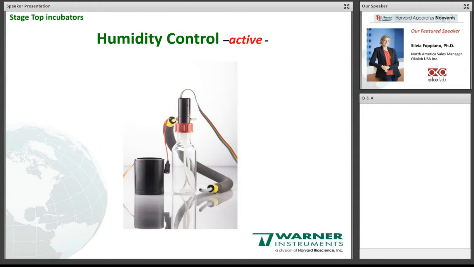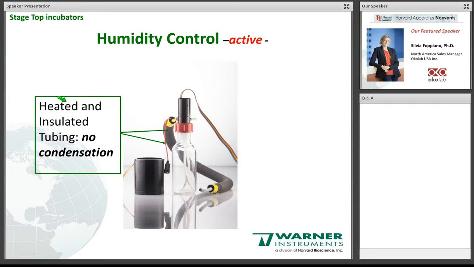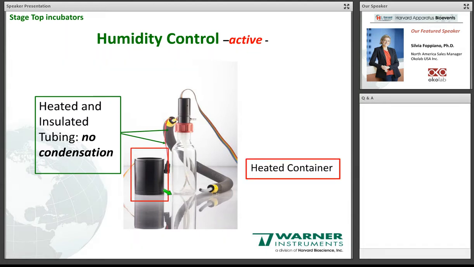As I mentioned, humidity is active. And I want to remind you it is important because this bottle sits at room temperature. So you want to have control over how much humidity you are delivering to your CO2. How do we do it? We use a base or a container which is heated. You place this bottle that has tubing and a semi-permeable membrane with deionized water into this container.